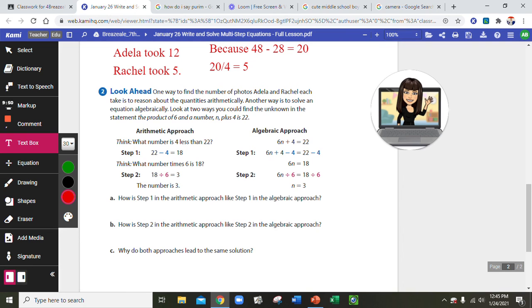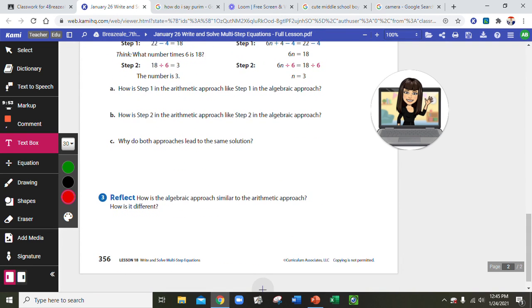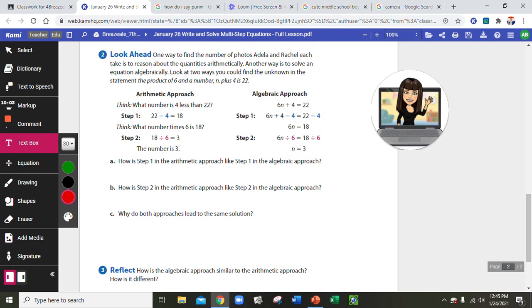Look at this example and answer A, B, and C, and also the reflect. How is the algebraic approach similar to the arithmetic approach, and how is it different? You're just simply going to tell us how the approach is the same and how it is different. A says, how is step 1 in the arithmetic approach like step 1 in the algebraic approach? So you're just comparing the two. How is step 2 in the arithmetic approach like step 2 in the algebraic approach? Comparing the two. And C, why do both approaches lead to the same solution? You guys got this. So go ahead and finish it up.